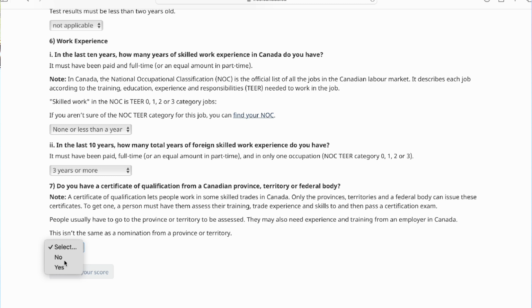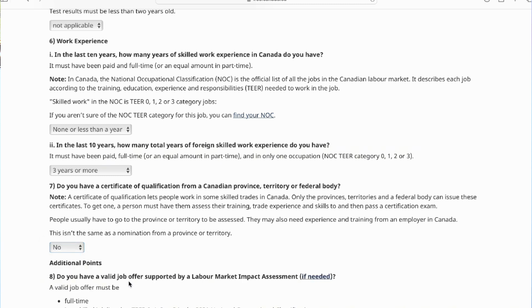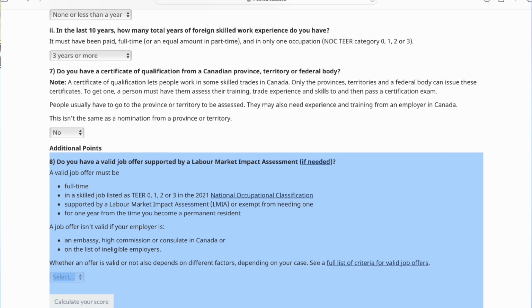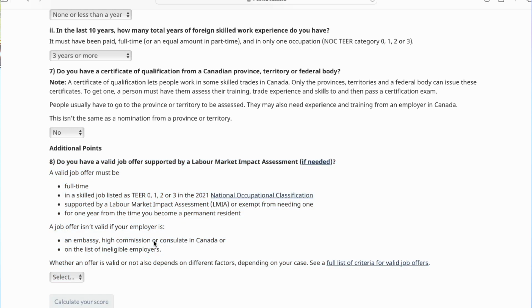See, all the no's are getting plenty. Another question is, do you have a valid job offer supported by a labor market impact assessment, LMIA, which I did not have. So if you don't have, you pick no. So I picked no. The next question is, do you have a nomination certificate from a province or territory? I did not have. I picked no. So if you have, you can pick yes.